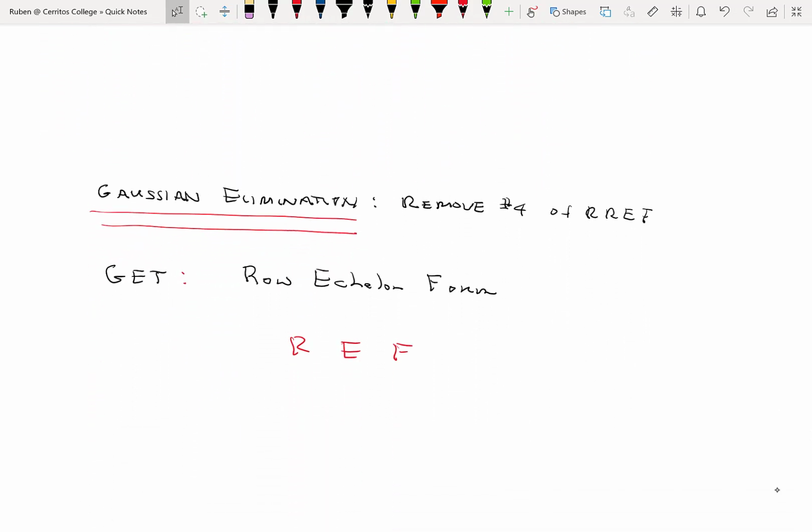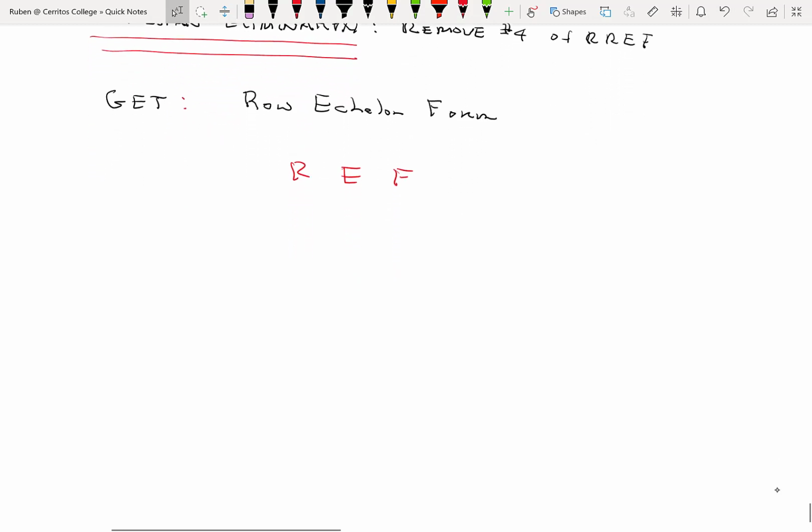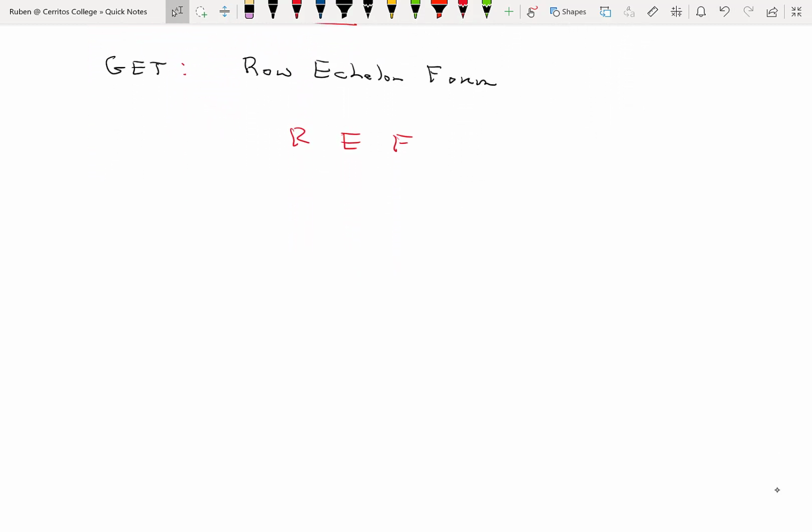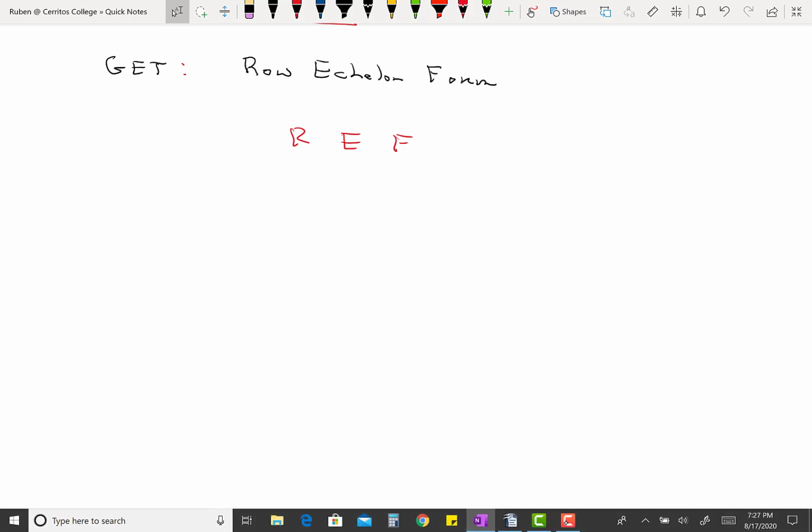Okay, so the last method, our second method for today, is called Gaussian elimination. Jordan has his name removed from this. It removes number 4 from RREF. So if you remove number 4 from RREF, you just get row echelon form. And row echelon form, REF, allows the entries above leading ones to be non-zero. Let's look at our last example for our video segment. Okay?